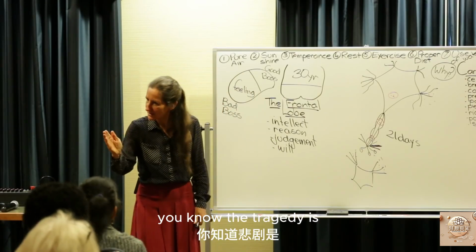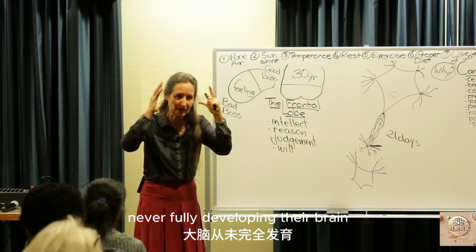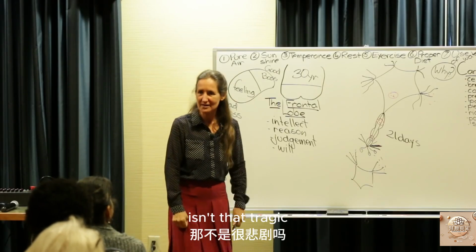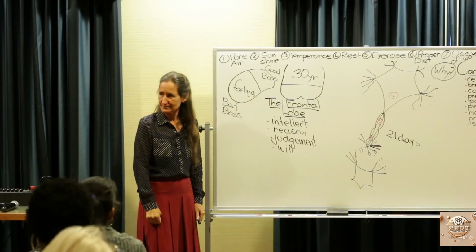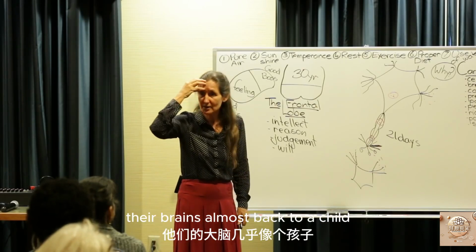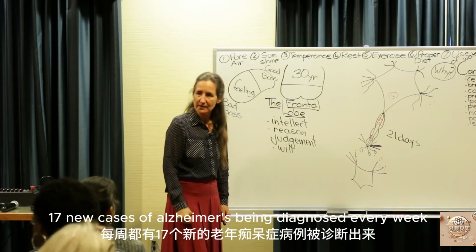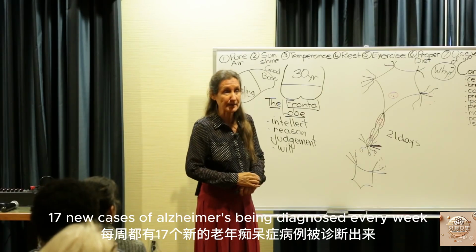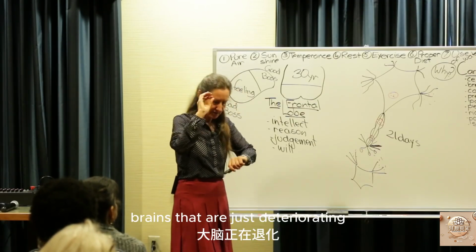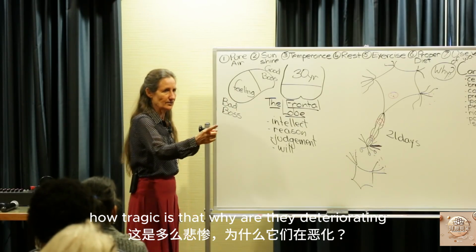You know, the tragedy is most people go through life never fully developing their brain, never accessing the power in that brain. Isn't that tragic? In fact, look at most people in their latter years, their brain's almost back to a child. 1,700 new cases of Alzheimer's being diagnosed every week in Australia. Brains that are just deteriorating. How tragic is that? Why are they deteriorating?